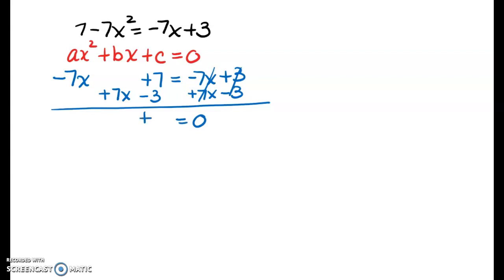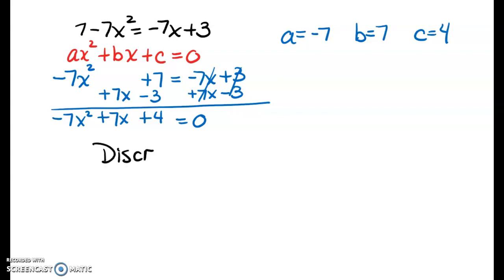7 minus 3 is a positive 4, plus 7x minus 7x squared. I'm sorry, I should have written an x squared there. Okay, so now I have it in standard form. So now let's find A, B, and C. A is -7, B is 7, and C is 4. So my discriminant, again, discriminant is B squared minus 4AC.